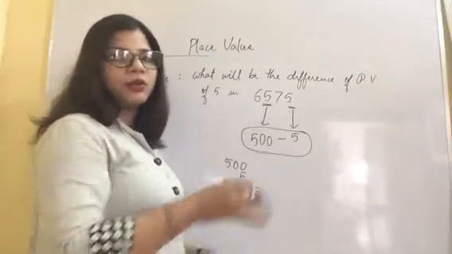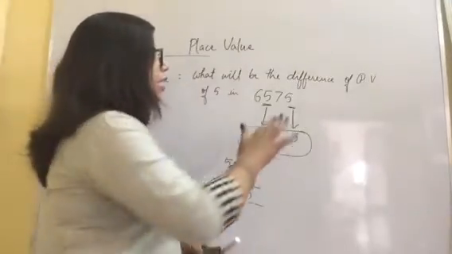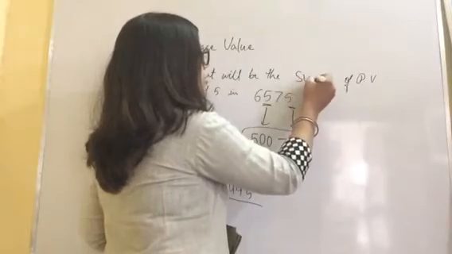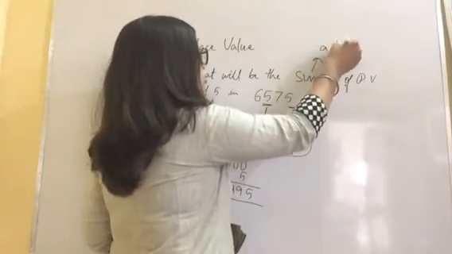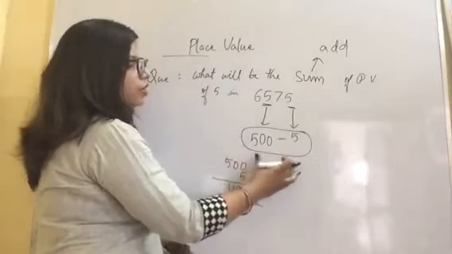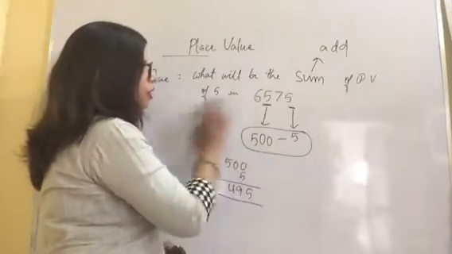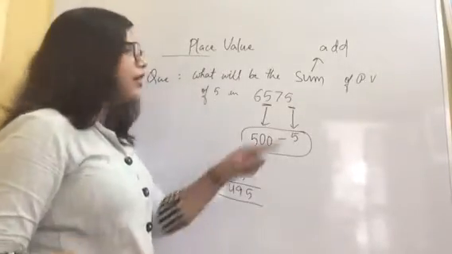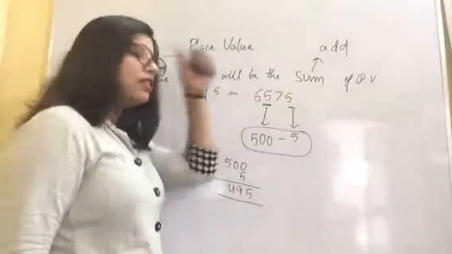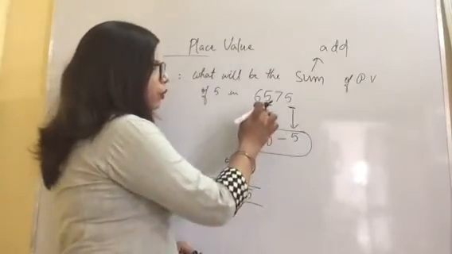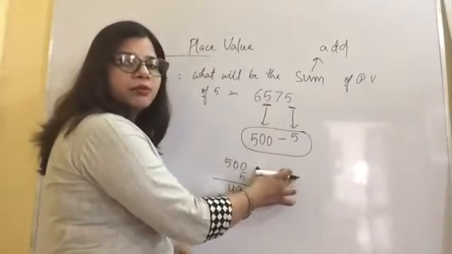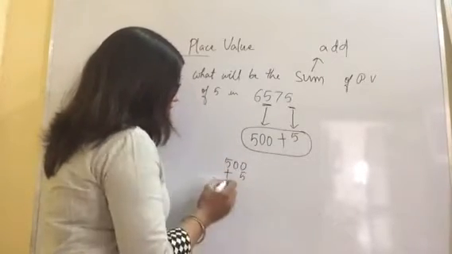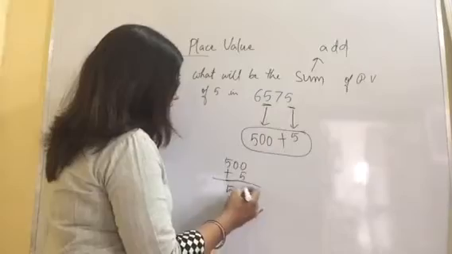We do subtraction as the question asks. If it asks what will be the sum? Sum means add. So we have found the place values of 5 till here. The question is the same; what we have changed is we just have written sum in place of difference. And now how will we do it? We have written the place value of both the digits. Now we will add them, and our answer will be 505.